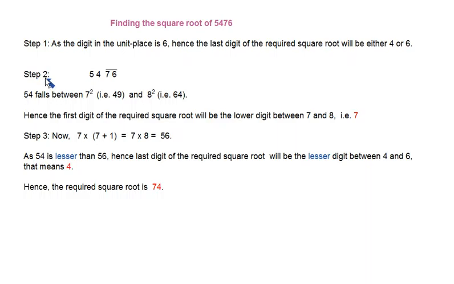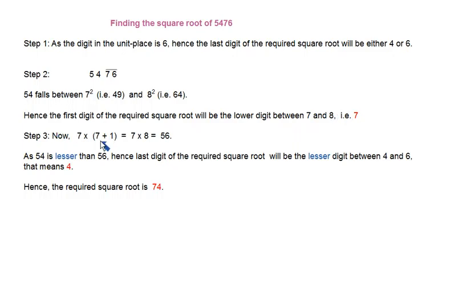Step 2, again we are doing the pairing. So 76 is one pair and 54 is another pair. So this 54 falls between 7 square, that is 49, and 8 square, that is 64. Hence the first digit of the required square root will be the lower digit between 7 and 8. So which is the lower one? 7.